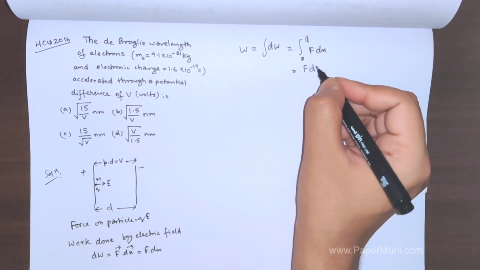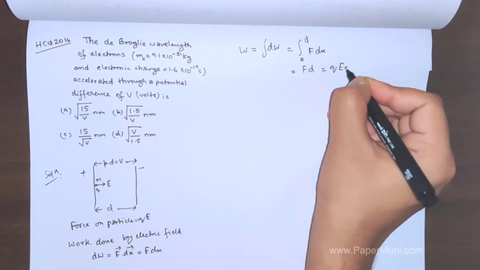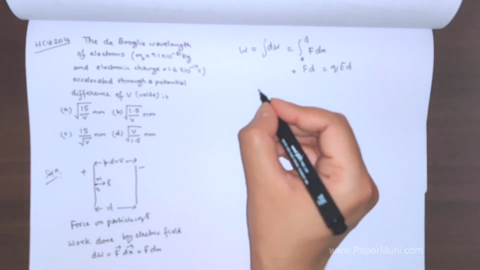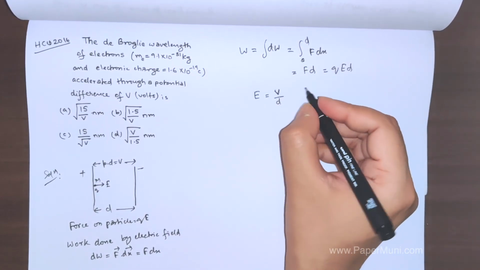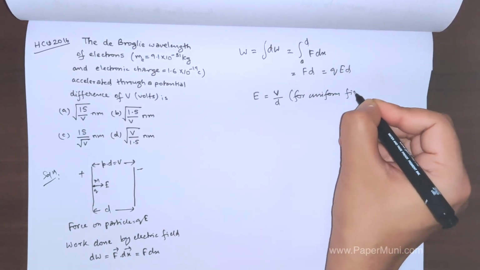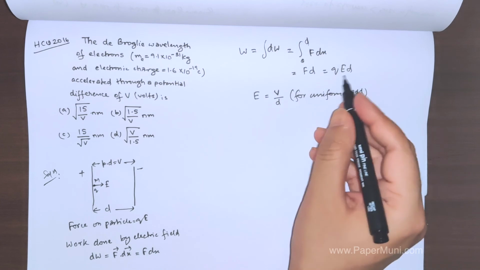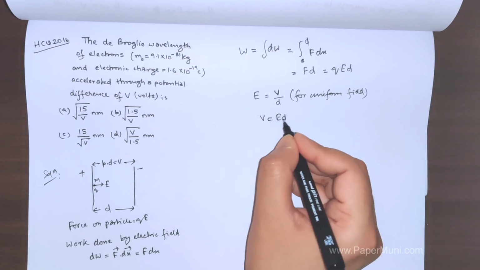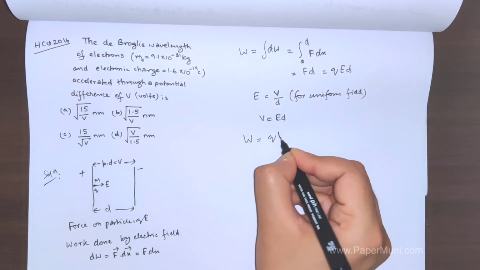Now F is Q into E, and this is d. We know that for a uniform field, the electric field is given by the potential difference between the plates divided by d. This is for a uniform field, from electromagnetic theory. So if you substitute this, we can write that V is equal to E into d. Instead of Ed we can place V. So the work done by the electric field is equal to QV.